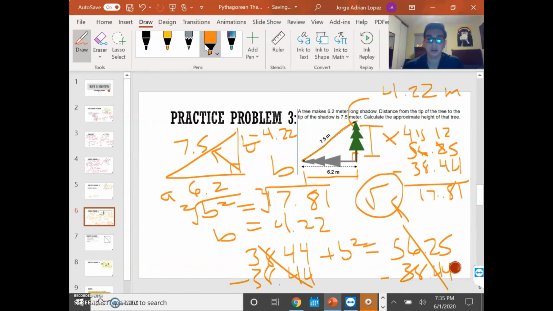Okay? Now, let's go over what we did. We identified what we were missing. We put a squared plus b squared equals c squared, which is 6.2 squared plus b squared equals 7.5 squared. Multiplied that out. And then we subtracted 38.44 from this side. And then we were left with b squared is equal to 17.81. We took the square root of both sides, so we get rid of this b squared exponent. And then we're left with b is equal to 4.22. Remember, you got to use your calculator for this one, okay? So let's move on to the next problem.